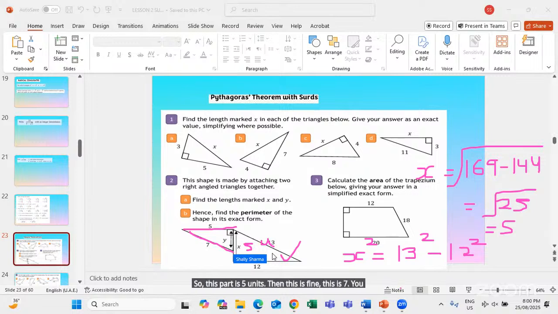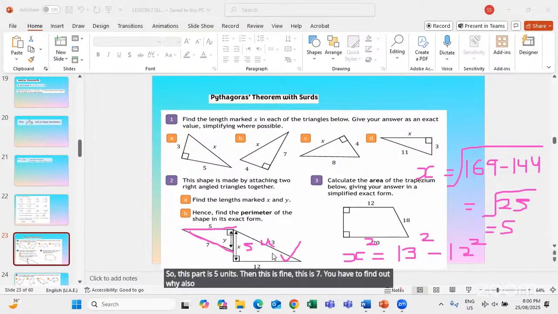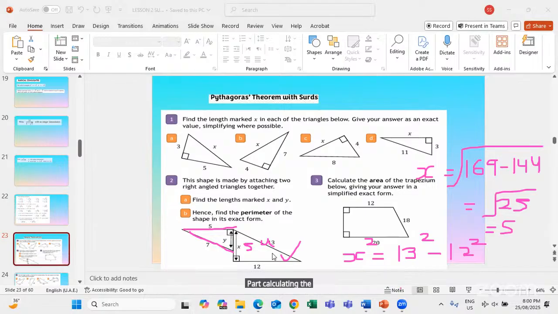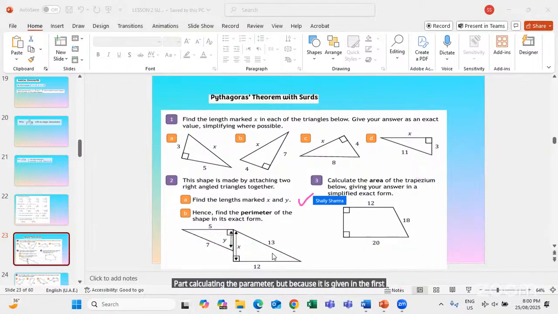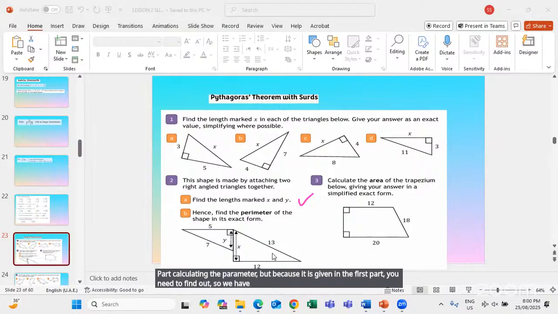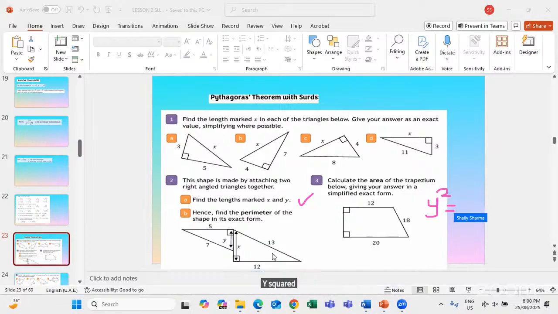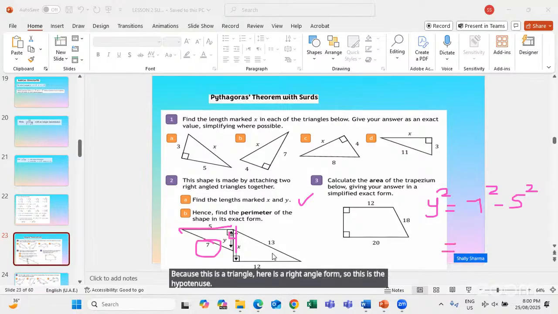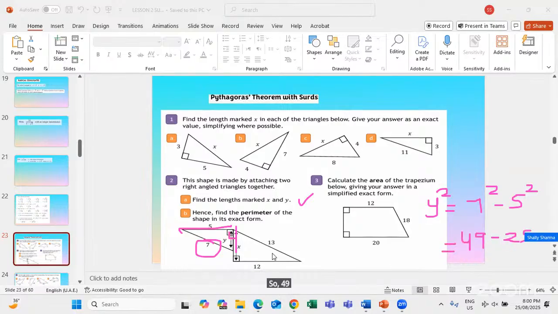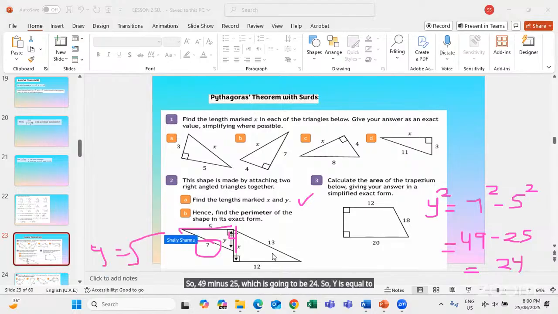You have to find y also, though it will not be used in calculating the perimeter, because it is given in the first part, you need to find it. So y squared is equal to 7 squared minus 5 squared, because this is a right angle triangle and this is the hypotenuse. So 49 minus 25, which is 24. So y is equal to square root of 24.